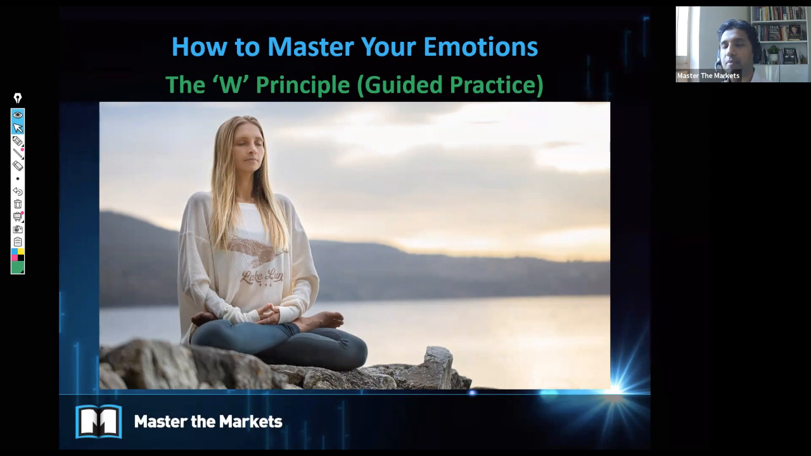Whatever emotions may arise, let it be fear or greed in your trading, just observe them and let them dissolve away to where they came from. And you remaining ever established in the witness principle. Breathe in and out.